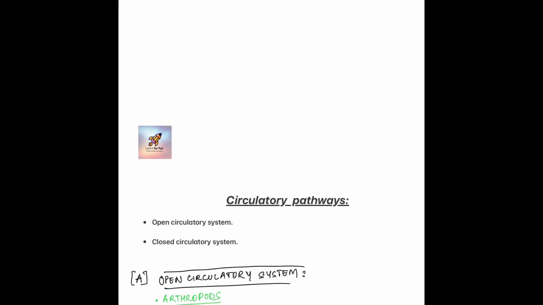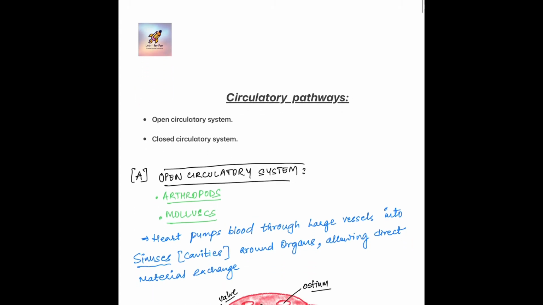Let's begin. Circulatory pathways are of two types: open circulatory system and closed circulatory system. Open circulatory system is present in arthropods and mollusks. In this system, blood is pumped by the heart through the large vessels into open spaces or body cavities which are called sinuses. These are present around the organs and allow direct exchange of material like oxygen and nutrients from the blood.